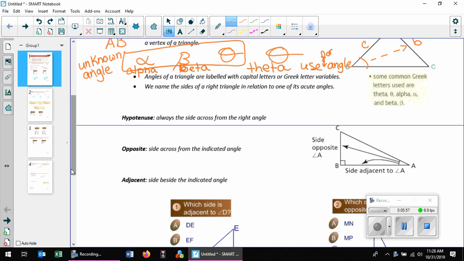So we've got three different types of sides. We have our hypotenuse, we have an opposite side, and we have an adjacent side. I use the three-letter abbreviations because I don't have time. I like to spell hypotenuse, and I'll probably get it wrong.